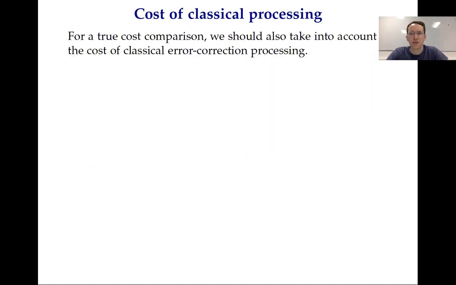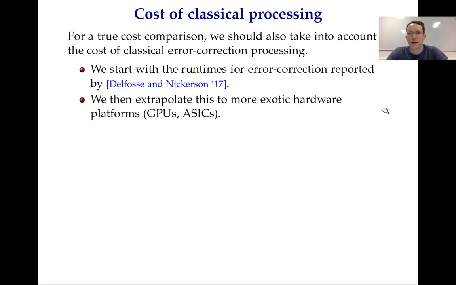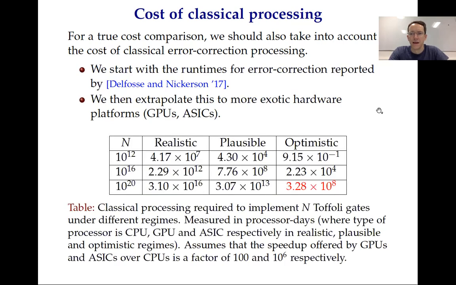Okay, and as I mentioned, we should take into account the cost of classical error correction processing too. The way that we do this is that we start out with the runtimes for quantum error correction that have been reported in a lovely paper by Fowler and Nickerson in 2017. We then extrapolate this to more exotic hardware platforms that may use special purpose hardware to solve quantum error correction processing efficiently.